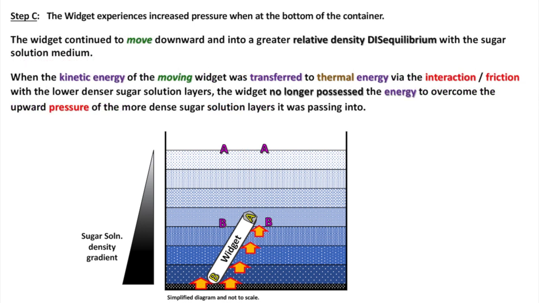Step C. The widget experiences increased pressure when at the bottom of the container. The widget continued to move downward and into a greater relative density disequilibrium with the sugar solution medium. When the kinetic energy of the moving widget was transferred to thermal energy via the interaction friction with the lower density sugar solution layers, the widget no longer possessed the energy to overcome the upward pressure of the more dense sugar solution layers it was passing into.